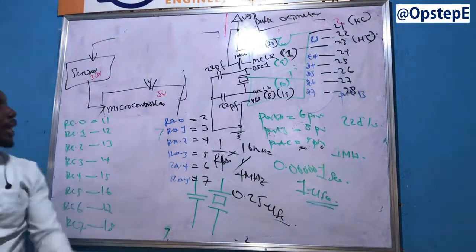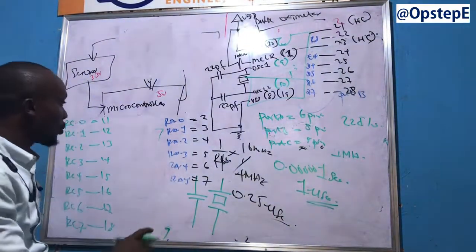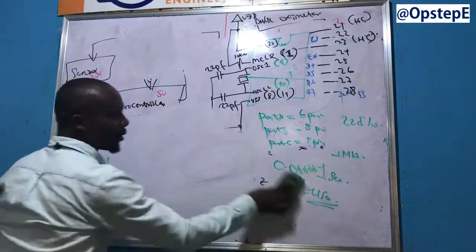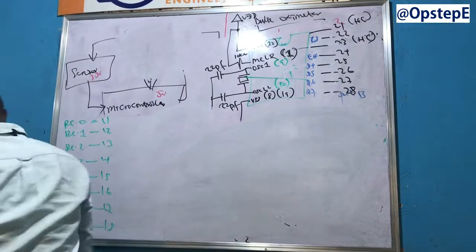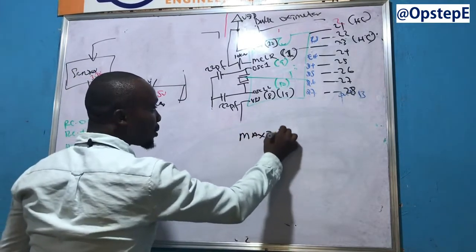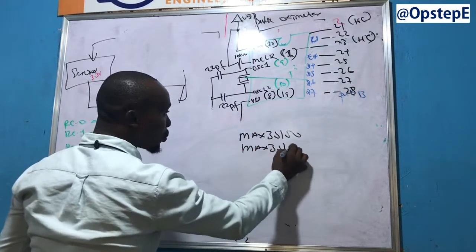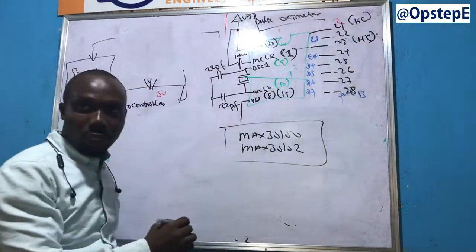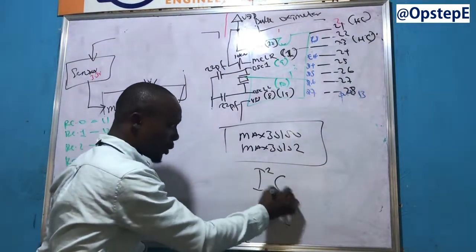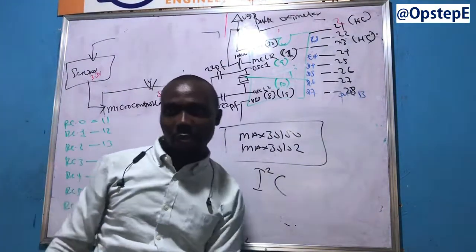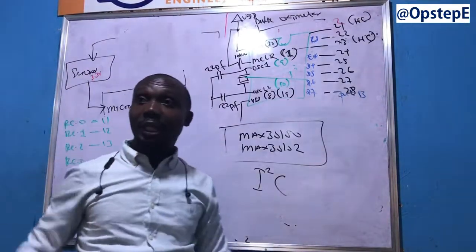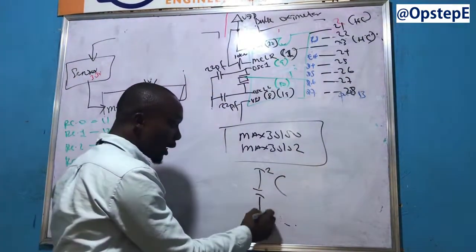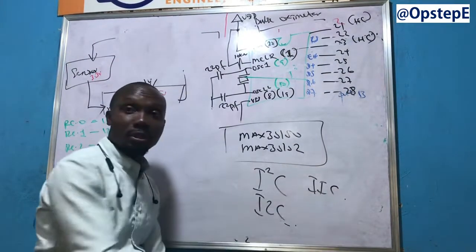Now I ask you, where did your sensor connect to? Your sensor is the MAX30100. There's another one called the MAX30102. From all that is gathered, these guys communicate to the microcontroller using a communication protocol, I2C. It stands for inter-integrated circuit, I'm not sure, but you can Google it. Some people call it I2C, some call it IIC, it's the same thing.